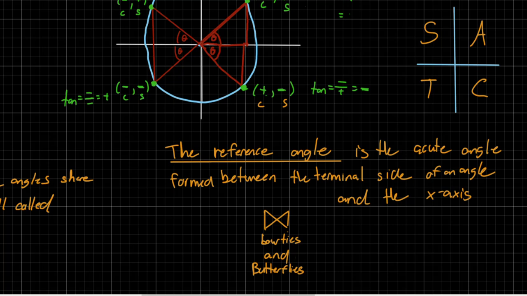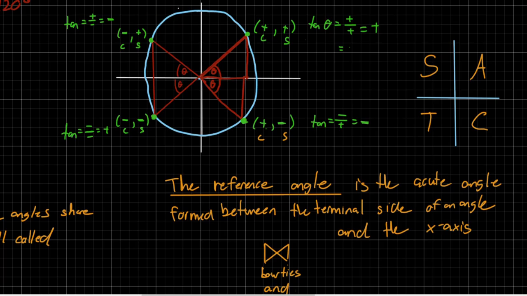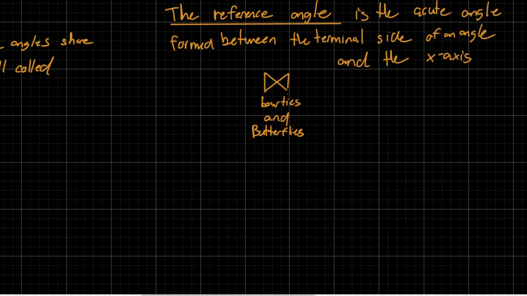Okay, this is what we went over yesterday. We talked about our reference angles and we drew our triangles. Now we're gonna draw some special triangles. What are our special triangles?